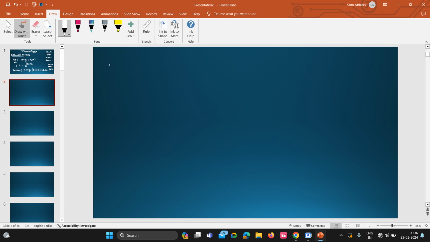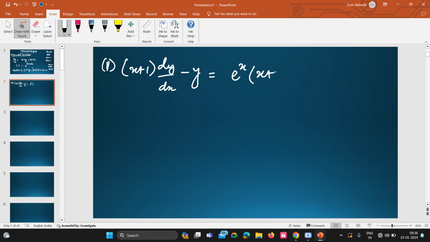Now, let's do a question on it. Question number one: (x plus 1) dy by dx minus y is equal to e to the power x times (x plus 1) whole square. Try to solve this question.